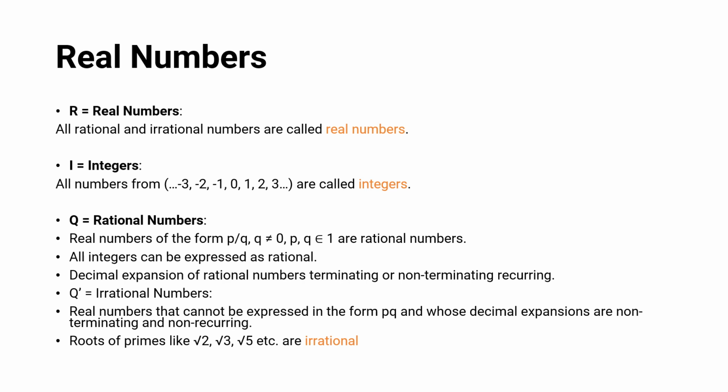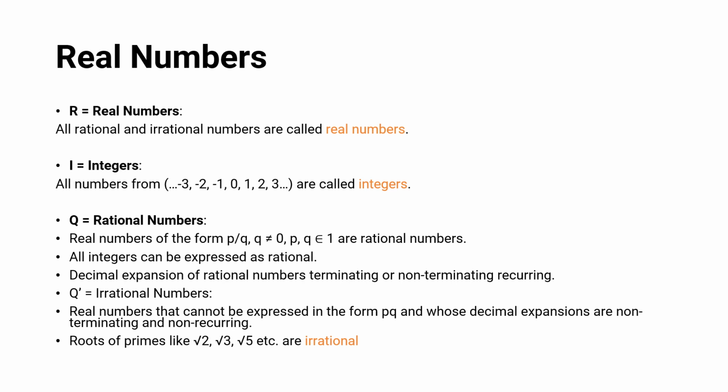Q stands for rational numbers. Real numbers of the form p divided by q, where q is not equal to 0 and p and q belong to integers, are rational numbers. All integers can be expressed as rational numbers. The decimal expansion of rational numbers is terminating or non-terminating recurring.